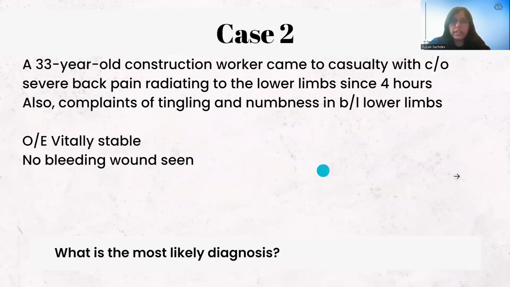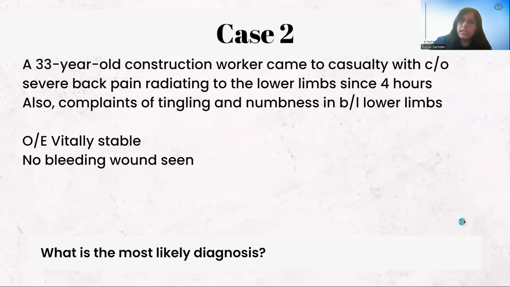Case 2. A 33-year-old construction worker came to casualty with complaints of severe back pain radiating to the lower limbs since 4 hours. Also complaints of tingling and numbness in the bilateral lower limbs. On examination, vitally stable, and there is no bleeding wound. What can you suspect? What can it be?